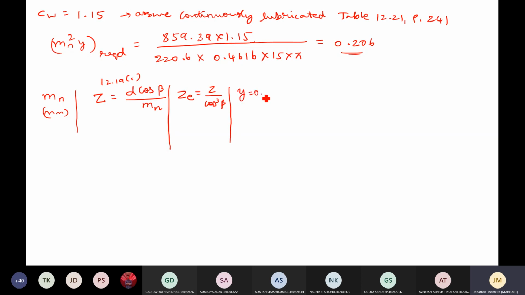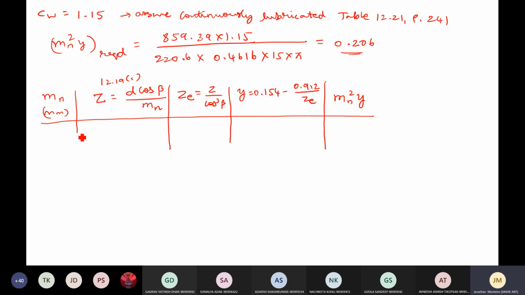Then you have to go with what is y. Y is 0.154 minus 0.912 by ze. Then you will go for what is mn square y. Okay, looking at the value itself, 0.206, we understand that it is quite a low value. Y is never going to be more than 1. Okay, you may get values of 0.14, 0.13 and so on.